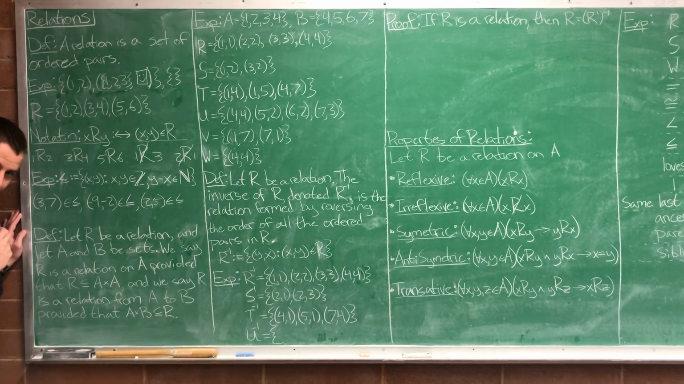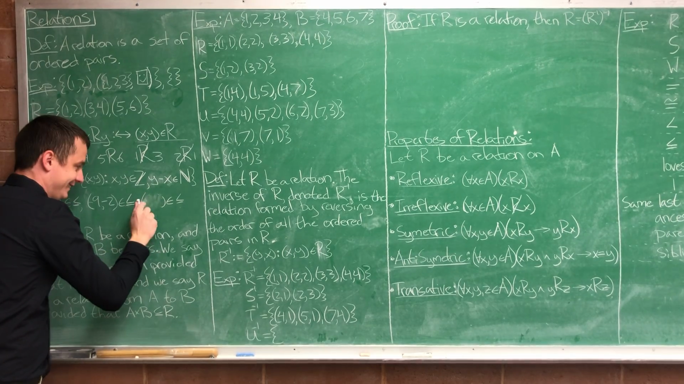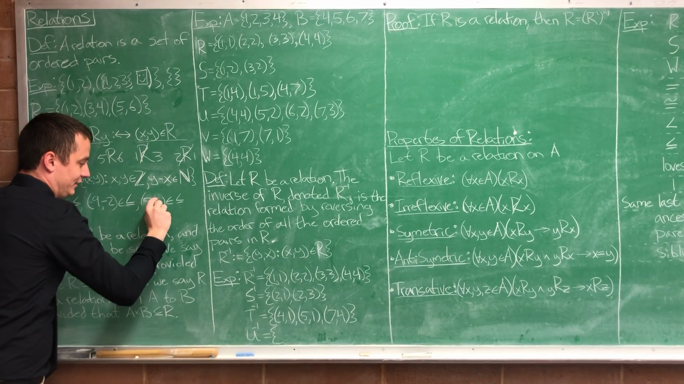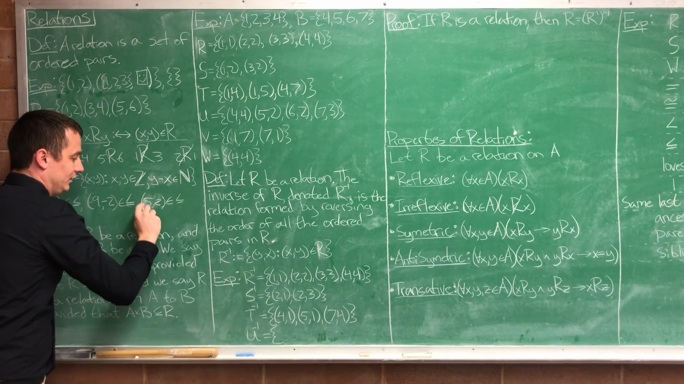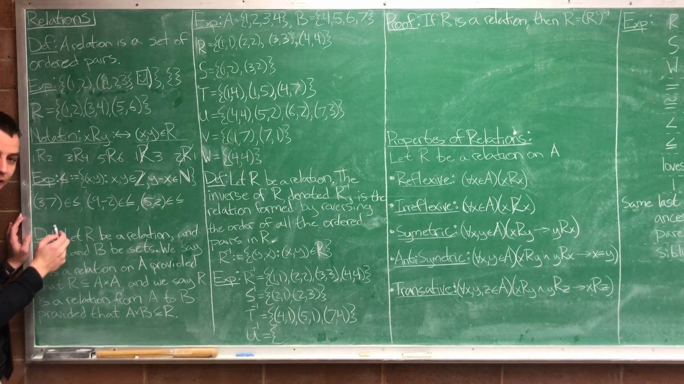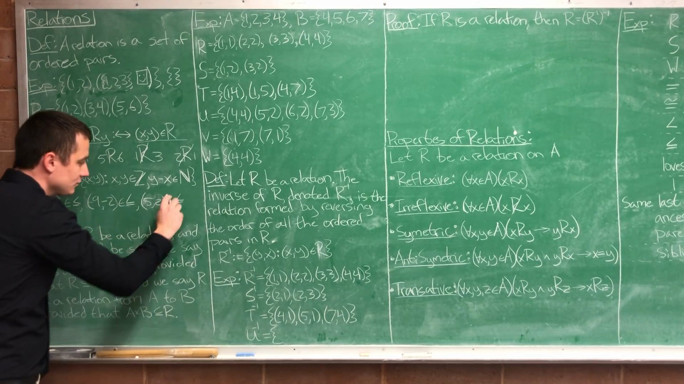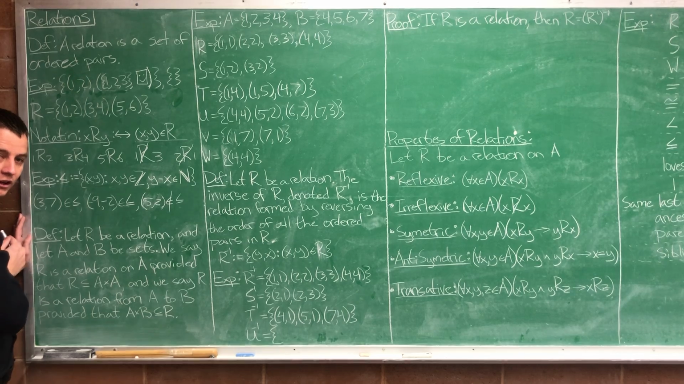What if instead I had this written 5, 2? Is that in the relation? No, because it's negative 3. What's 2 minus 5? Negative 3. Is negative 3 a natural number? No. So that is not in the relation.